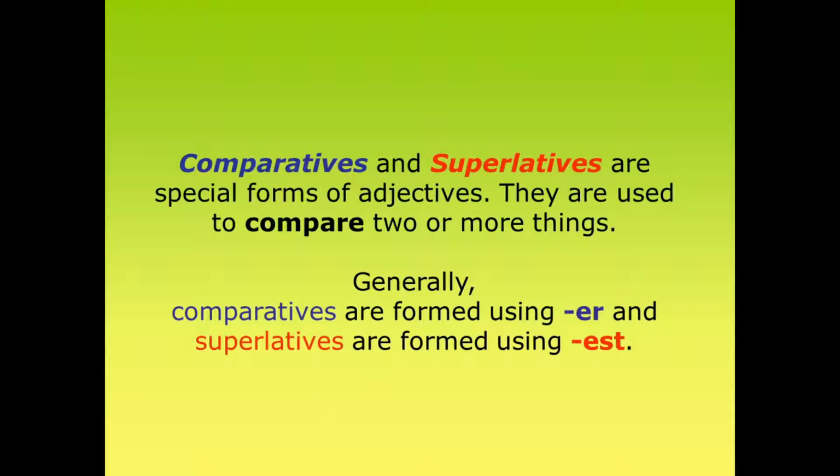Comparatives and superlatives are special adjectives. They are used to compare two or more things. Generally, comparatives are made using er at the end of a word, and superlatives are formed using est at the end of a word. For example, bigger or biggest. Let's move on.